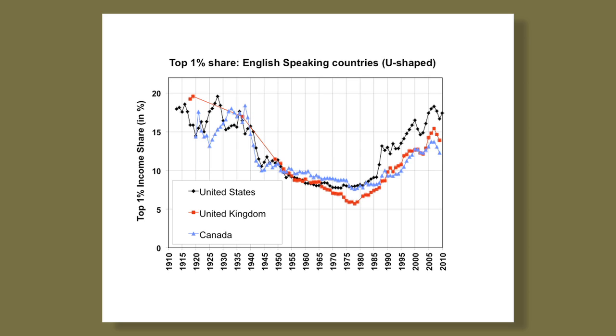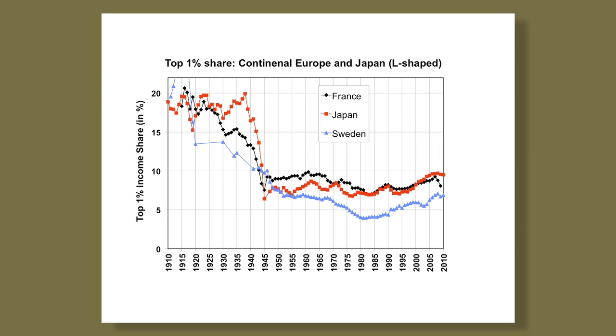So you might think maybe this is a universal phenomenon, that countries do have this pattern of U-shape income concentration over time. That is actually not the case, because I'm showing you now three other countries using exactly the same scale for comparability, which is France, Japan, and Sweden. What is striking on this chart is that in the first part of the 20th century, the pattern is similar to the English-speaking countries. Namely, all three countries start with very high levels of income concentration.